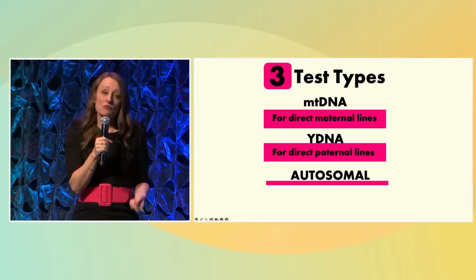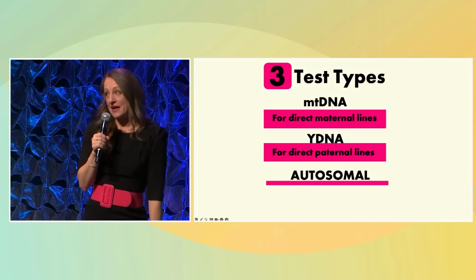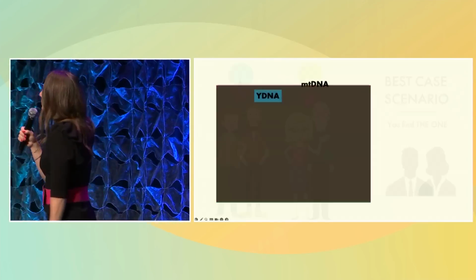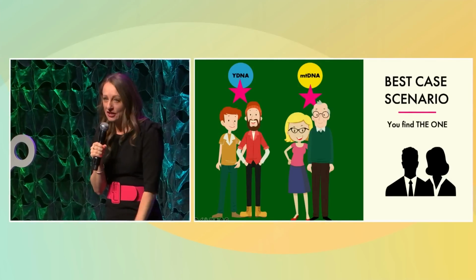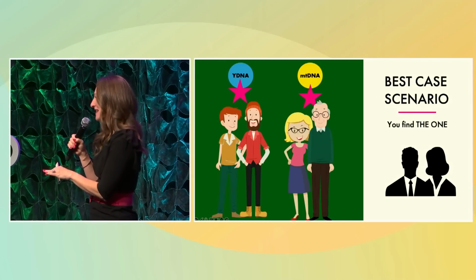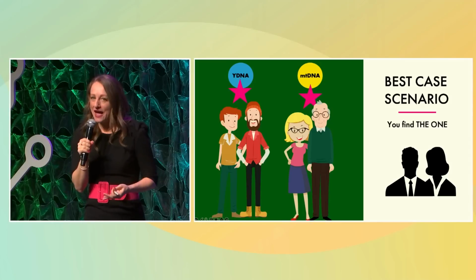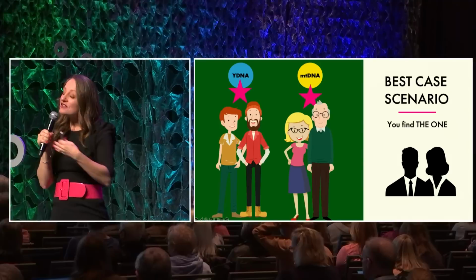So a man has the same or very similar Y DNA as his father, grandfather, great-grandfather on back into time. Okay, so for Y DNA and mitochondrial DNA, the best case scenario, the best thing that can happen if you take one of those tests is you find the one. Yeah, the one DNA match that knows something more than you do about that direct line. Then because you're a DNA match, you know your lines connect and you can begin to do genealogy to figure out your connection.